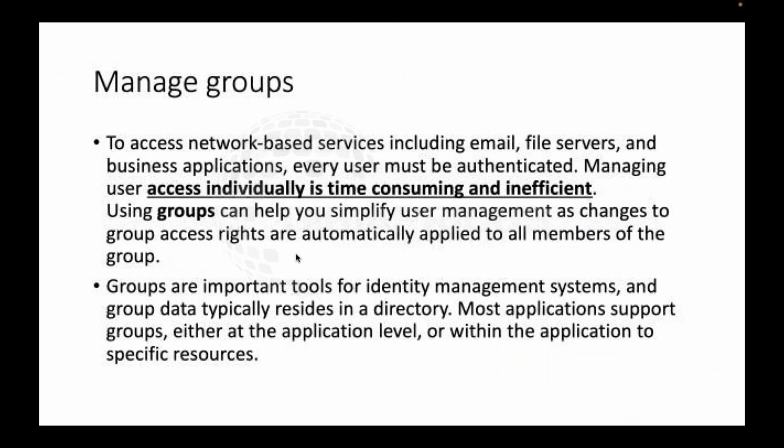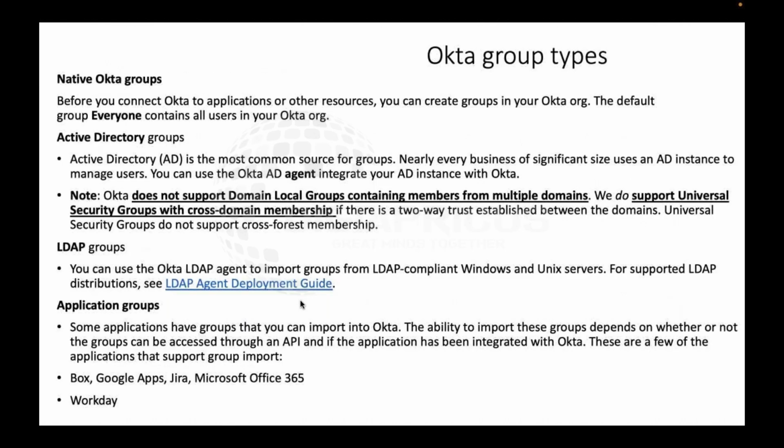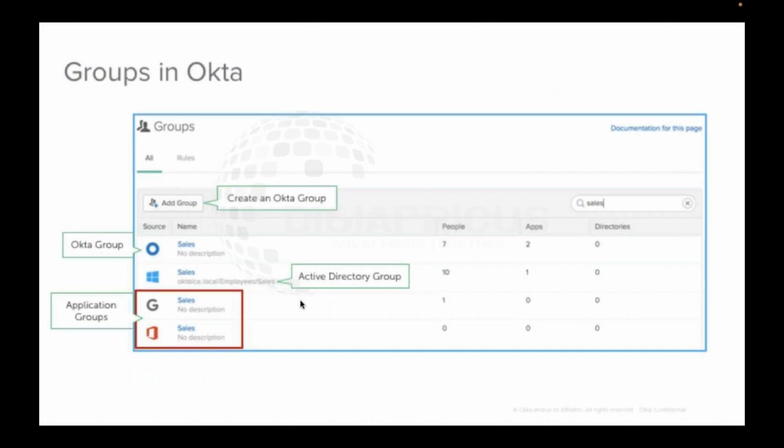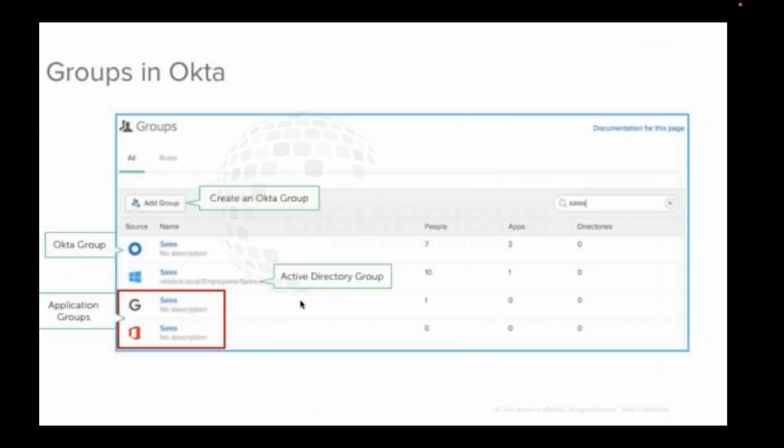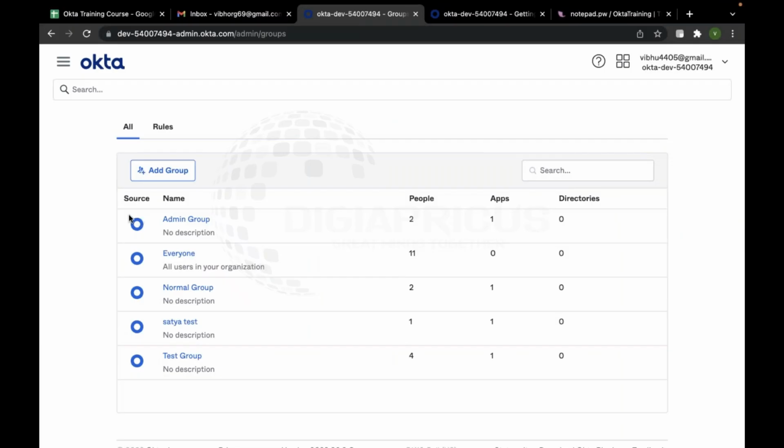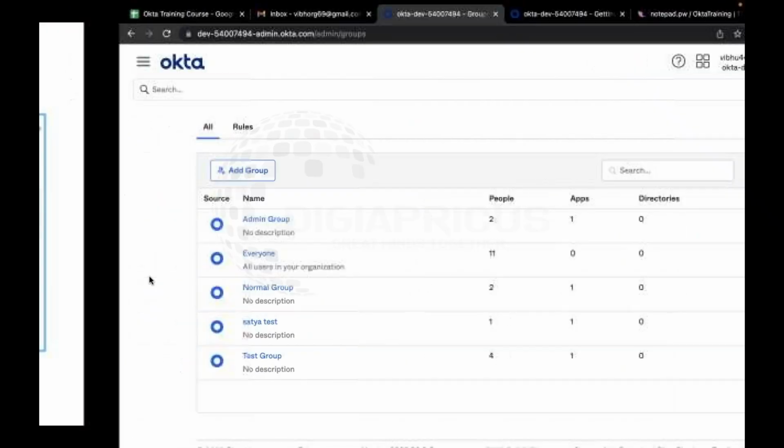So let's see the different types of groups we have. We have native Okta groups, LDAP groups, and application groups. Basically, to segregate them, as I mentioned yesterday, you have Okta groups. Okta groups are recognized with this Okta symbol. So if you see any Okta symbol over here in the groups, that means that's an Okta group.